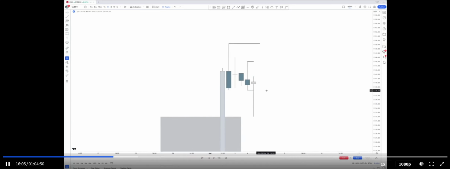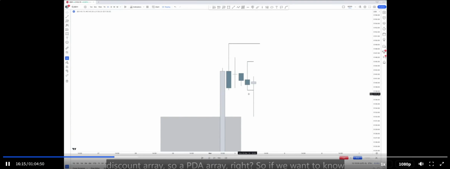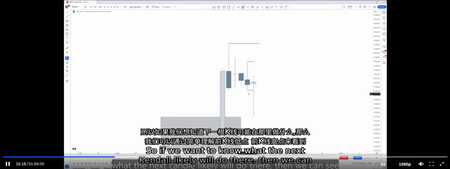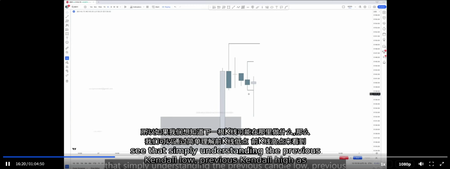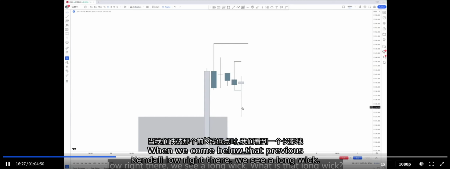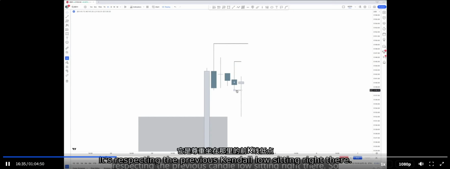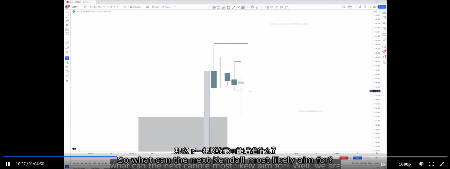When we come below this previous candle low, what are we seeing? That previous candle low is again in itself a discount array, so a PD array, right? So if we want to know what the next candle likely will do there, then we can see that simply by understanding the previous candle low, previous candle high as well. When we come below that previous candle low right there, we see a long wick. What is that long wick? That's a respect candle. That is respecting what? It's respecting the previous candle low sitting right there.